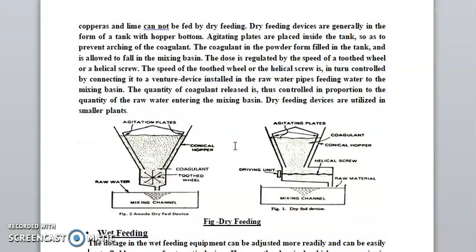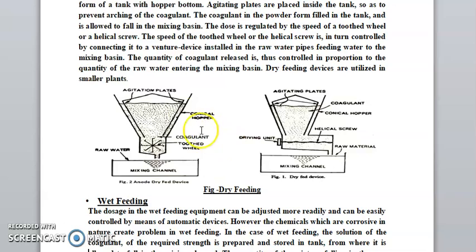This is the dry feeding. These are the agitator plates. Here is the powder form, the conical hopper. This is the toothed wheel. Here it will fall into the raw water in powder form. This is the dry powder form. This coagulant is added to the water, so it is called dry feeding.